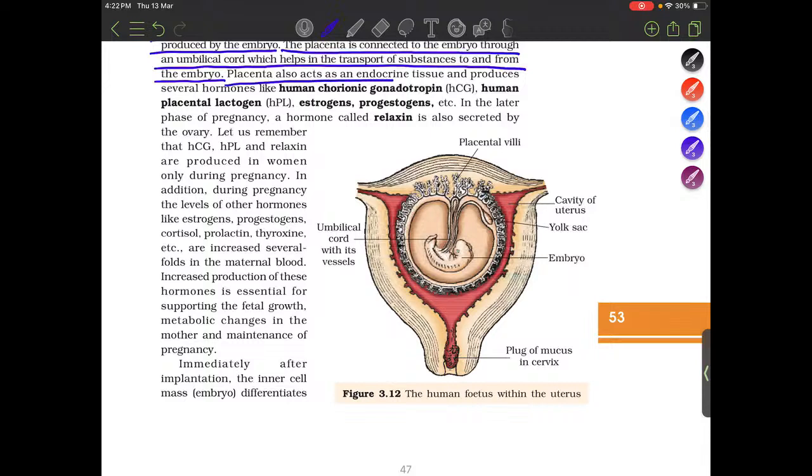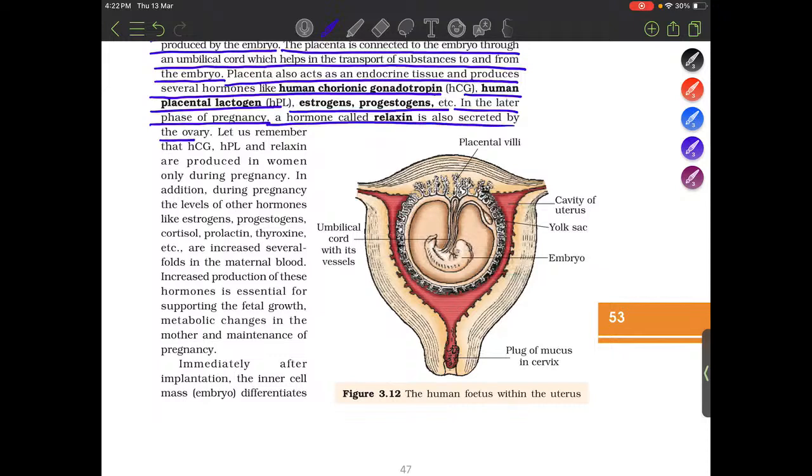The placenta also acts as an endocrine tissue and produces several hormones like HCG (human chorionic gonadotropin), HPL (human placental lactogen), estrogen and progesterone, etc. In the later phase of pregnancy, a hormone called relaxin is also secreted by the ovary. Let us remember that HCG, HPL and relaxin are produced in women only during pregnancy.